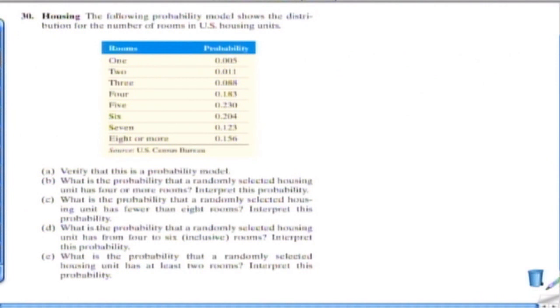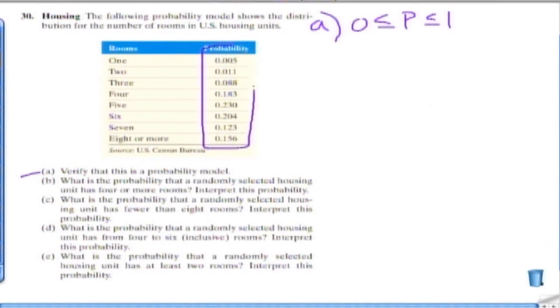Okay, so here is an example. It's number 30 in 5.1. And it is a supposed probability model showing the distribution of the number of rooms in a U.S. housing unit. Okay. So to verify that this is a probability model, remember that the conditions are that all of the probabilities have to be between 0 and 1. And we can see that they are. That's a good thing. Okay.